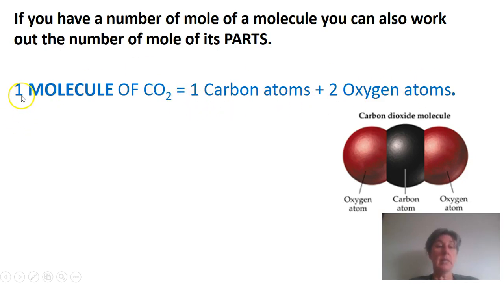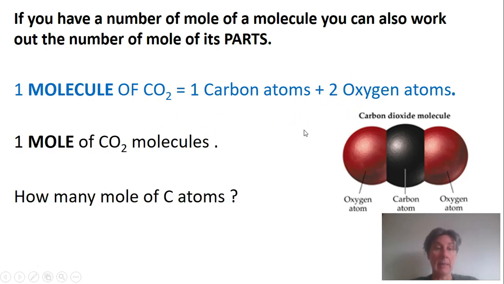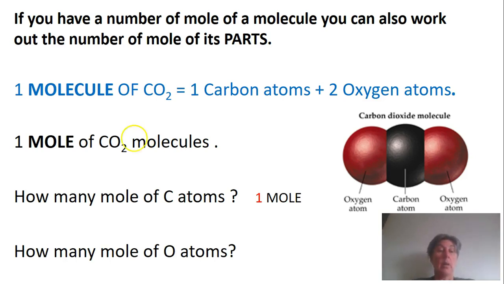So this is our relationship now. It's a 1-to-1 for carbon and carbon dioxide, and it's a 1-to-2 for carbon dioxide and oxygen. If we turn this word molecule into a group word, it's just the same relationship. So one group of carbon dioxide will have one group of carbon atoms, 1 mole. One group of carbon dioxide molecules will have 2 groups of oxygen atoms, so 2 moles.